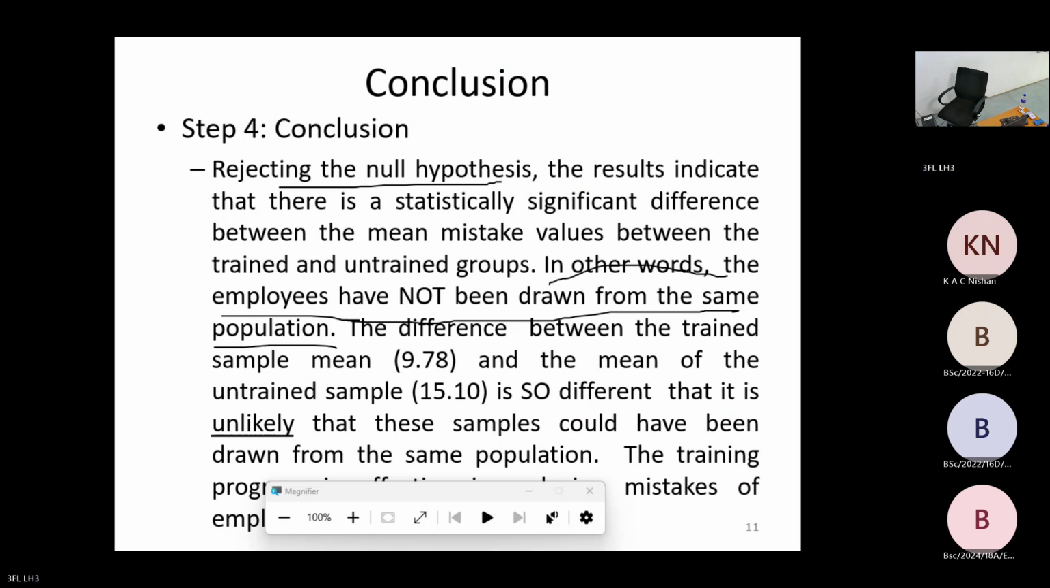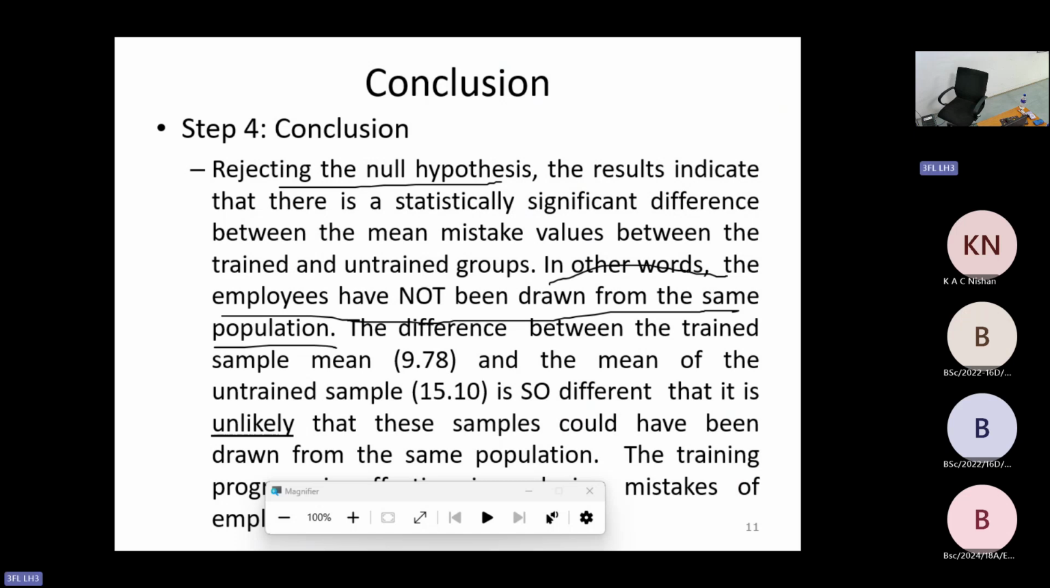0.0135 is 1.35%. 5% is our cutoff, right? 0.05. Is 1.35% less than 5%? Yes. So you can see it is less than 0.05. 0.0135 is indeed less than 0.05.